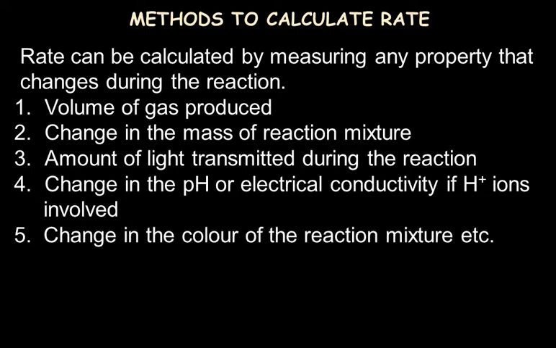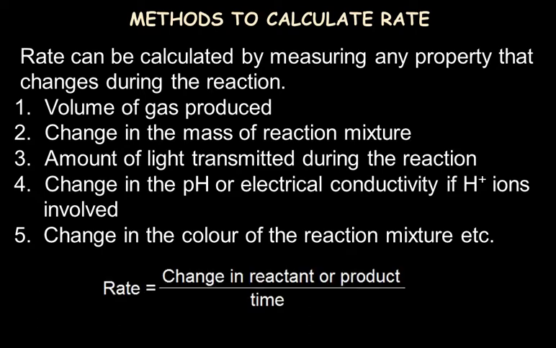If a reaction mixture undergoes a change in color, then the change in color can also be measured during the reaction. Or you use this formula by measuring any of the above given properties and applying it in the formula, that is rate is equal to change in the reactants or products upon time. Now time, as I said, can be taken in any unit, but if we are measuring any of the above properties, the change in that property is considered divided by time in any unit.